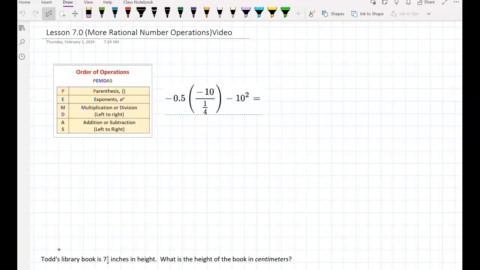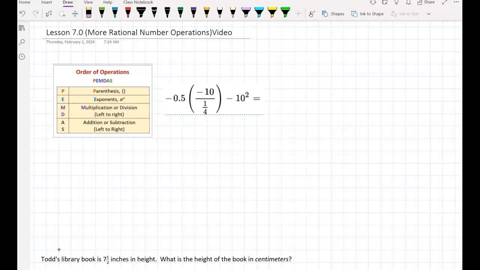We're going to be taking a look at some rational number operations today. And in the last video, we did some adding and subtracting. Today, we're going to be multiplying and dividing. We're going to be doing positive and negative numbers, and we're going to be dealing with fractions and decimals, all that good stuff. So get ready. This is going to be awesome.